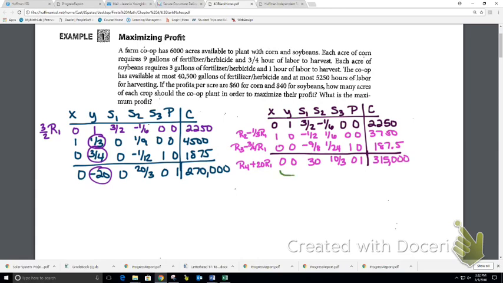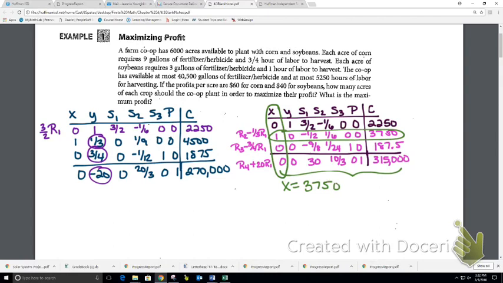Now check out the bottom row again. Do you have any negatives? We don't. So that means we're done. So we're looking for columns that have zeros and ones only. So notice in this column here, we have X, and we have a 1 right here. So that tells me that my X is going to be 3750.